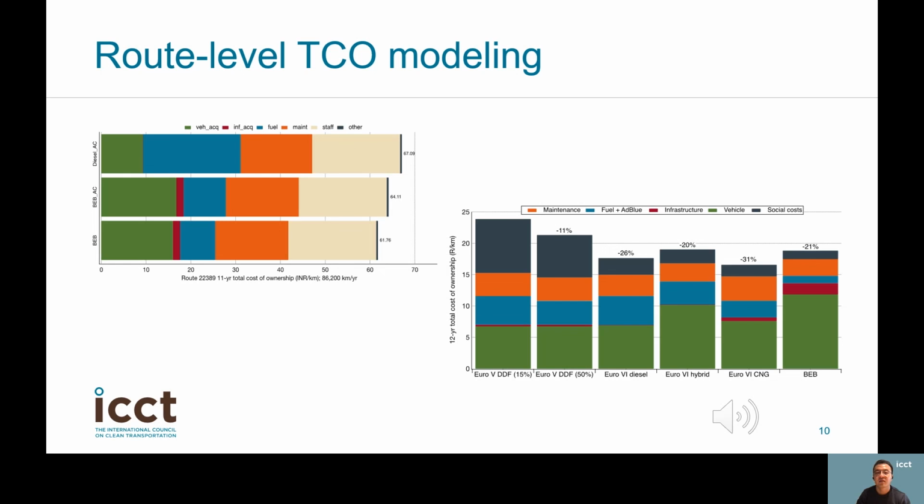Apart from the energy consumption modeling, we'll also be able to use the fleet-wide planning framework to compare the total cost of ownership of different bus types at individual route levels. The cost can be broken down to vehicle acquisition, infrastructural acquisition, fueling, maintenance, staffing, and other miscellaneous costs. The bar chart here compares battery electric buses with and without air conditioning versus diesel buses with air conditioning.